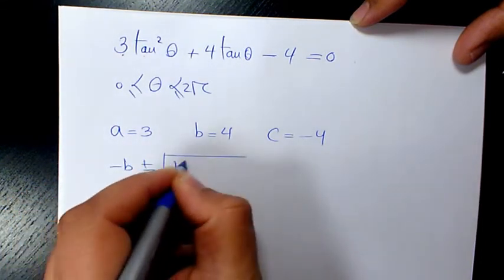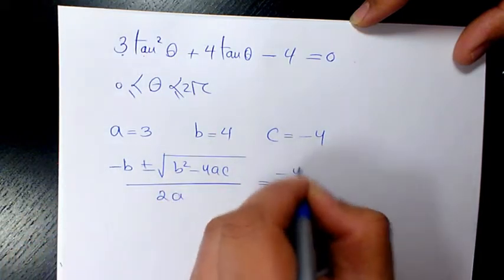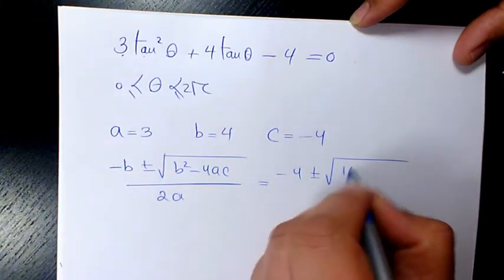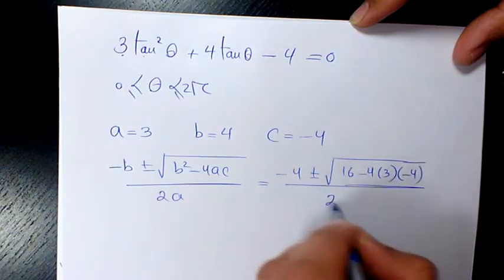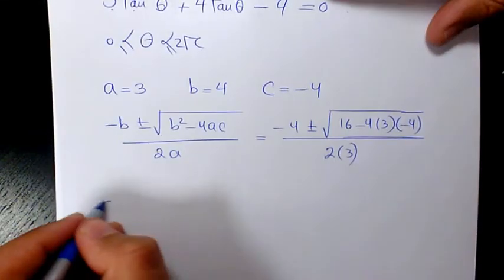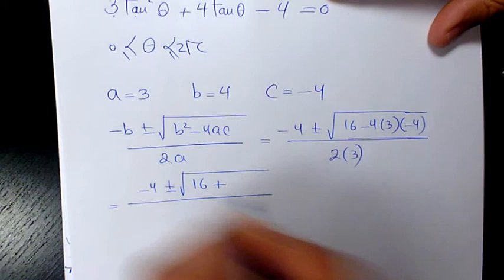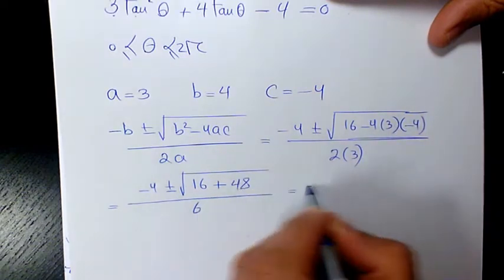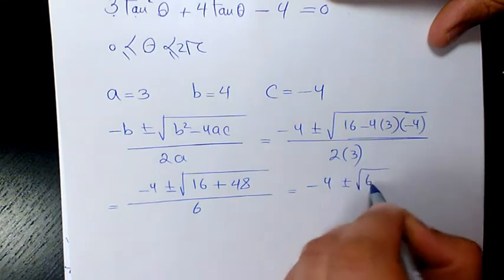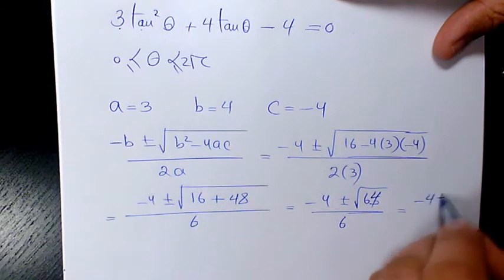Negative b plus or minus the square root of b squared minus 4ac over 2a. That's going to give me negative 4 plus or minus the square root of 4 squared, 16, minus 4 times 3 times negative 4, over 2 times 3. Then you have negative 4 plus or minus the square root of 16 plus 48 over 6, which is going to be negative 4 plus or minus the square root of 64 over 6. So that will be negative 4 plus or minus 8 over 6.